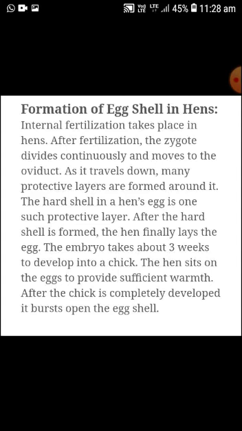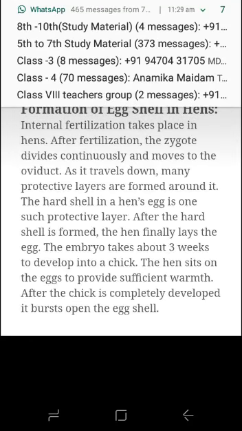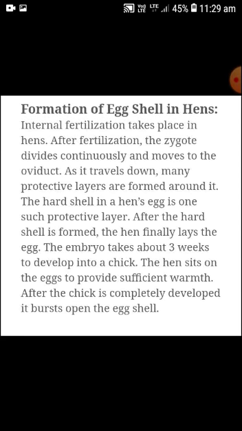The embryo takes about 3 weeks to develop into a chick. The hen sits on the egg to provide sufficient warmth. After the chick is completely developed, it bursts open the egg shell and the newly born chick comes out after hatching the egg.